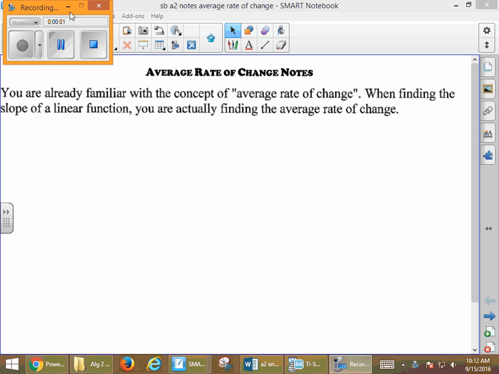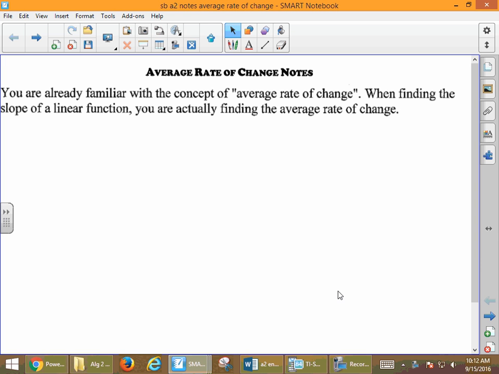Average rate of change. And conceivably, this first sentence on the notes is the most important sentence on the whole paper. What it says is you're already familiar with the concept of average rate of change. When finding the slope of a linear function, you're actually finding the average rate of change. So we worked with slope yesterday, and we're still going to be working with slope today. We're just going to call it average rate of change.